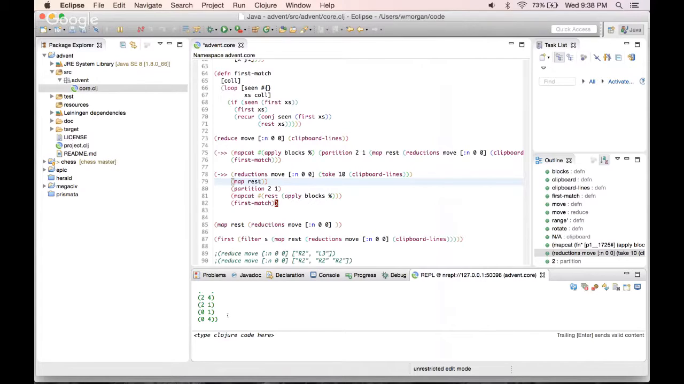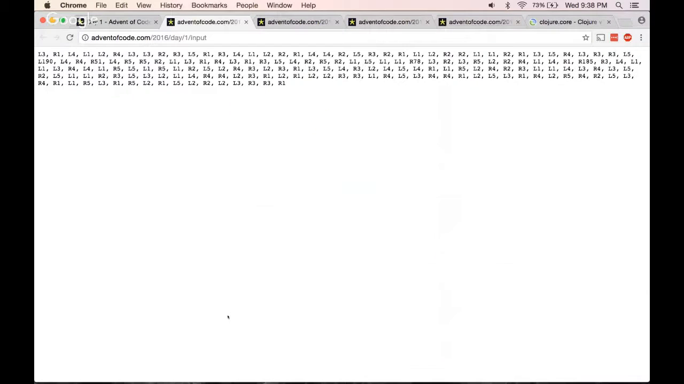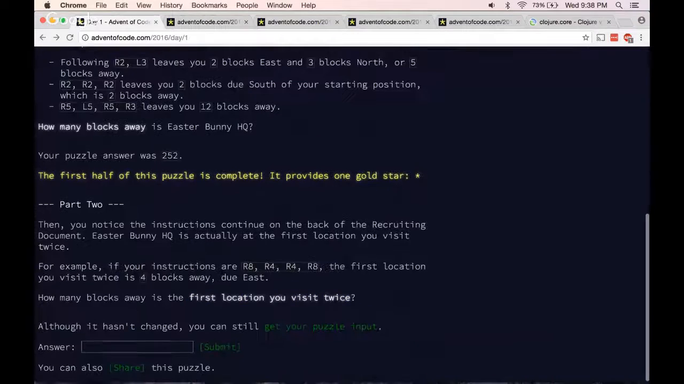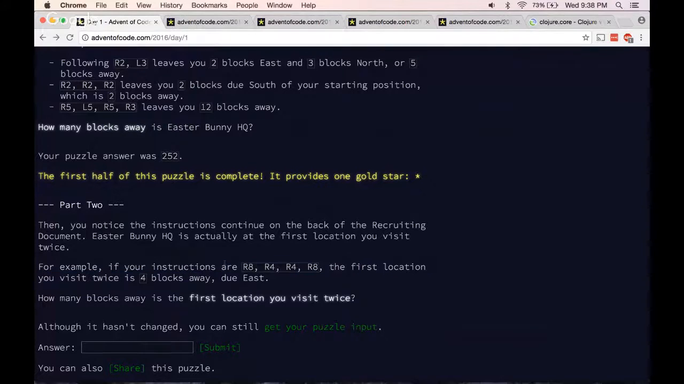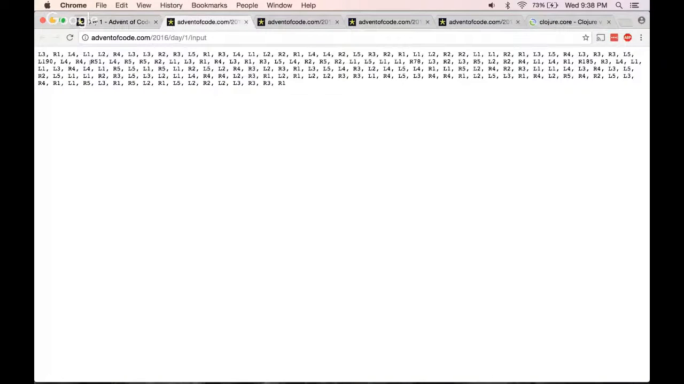I stared at it and couldn't figure out what was going wrong until I looked at the example they provided here. They said the first location is 4 blocks away due east. What that means is that it's not enough just to get the single location before each instruction. You also have to compute each of the steps along the way in between the instructions. So if you're going west 3 steps, you need a list of all of those steps, and then find the first match.